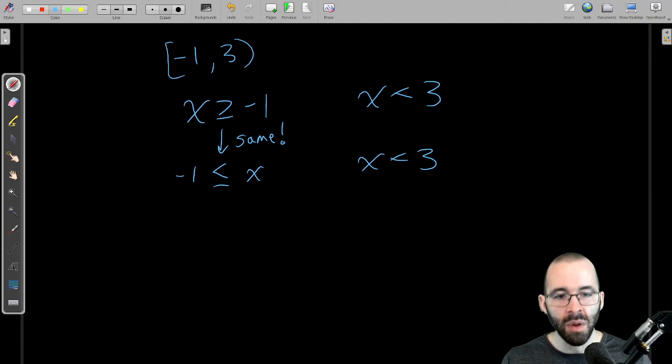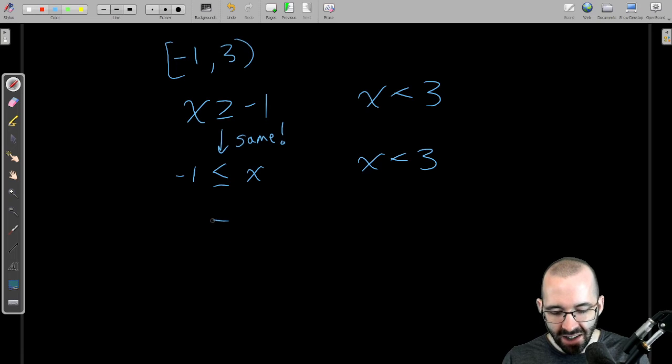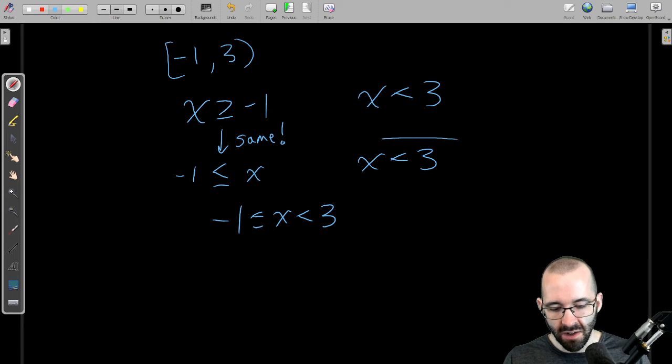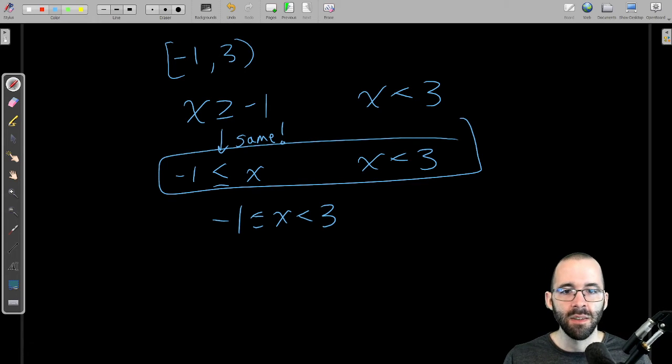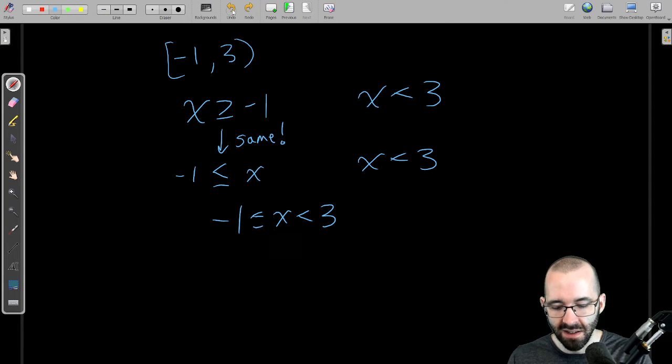So we want both of these true at the same time. So what we do is we just smush them together: -1 less than or equal to x, less than or equal to 3. And this is our compound inequality, right? It's just this, but instead of writing x twice, we just smush them together.